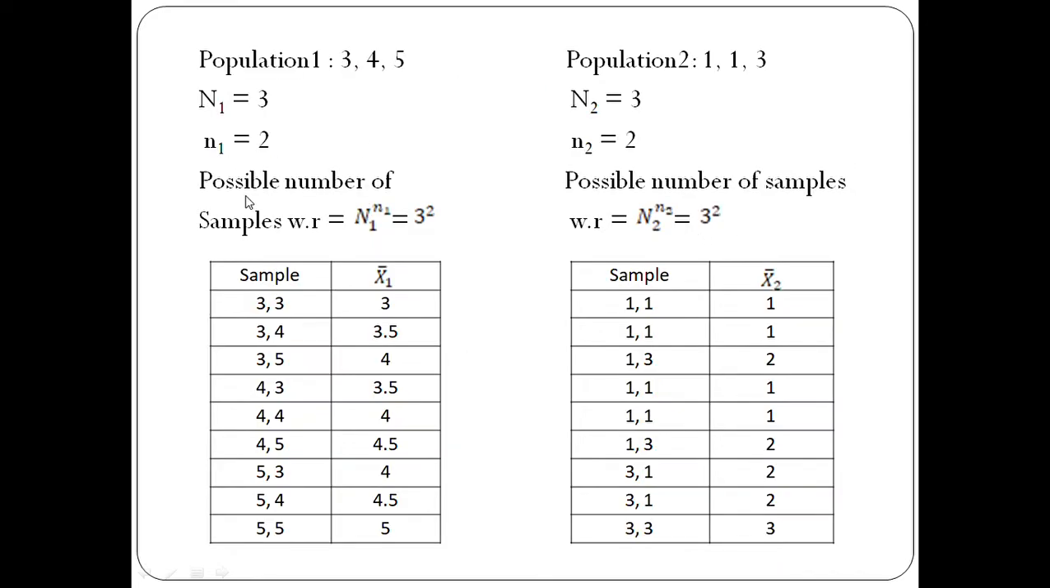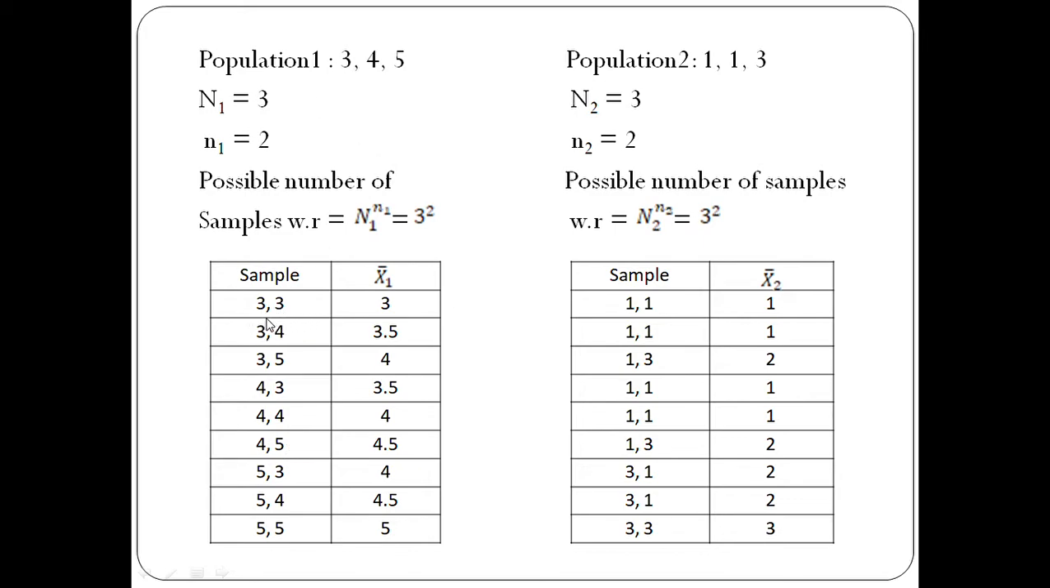Here I have written the number of possible samples with replacement. WR shows with replacement. The formula for with replacement is N to the power n. So here n1 is written to distinguish, and N1 to the power small n1 is 3 to the power 2, which is equal to 9. So there are 9 samples, and similarly it is the same for the second population.